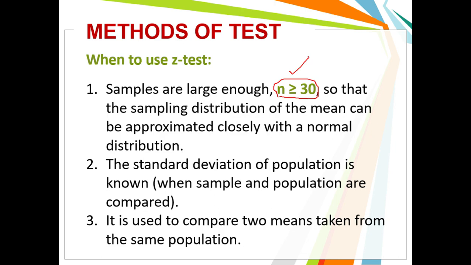Okay? We just have to look sa problem kung ilan yung ating samples, ilan lahat yung iti-test. Kung 30 or greater, automatically, z siya. Okay? Pag less than 30, 29 below, yung t-test siya. Okay? Then another criteria, the standard deviation of the population is known. Okay? That is when we compare sample and population. This is used to compare two means taken from the same population. Dapat same population siya. Okay?